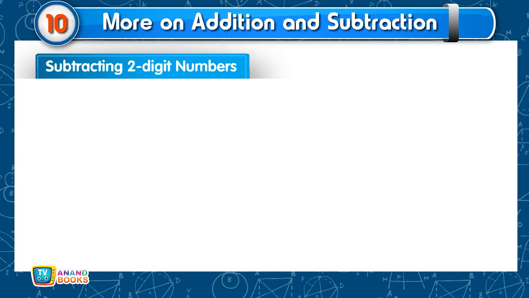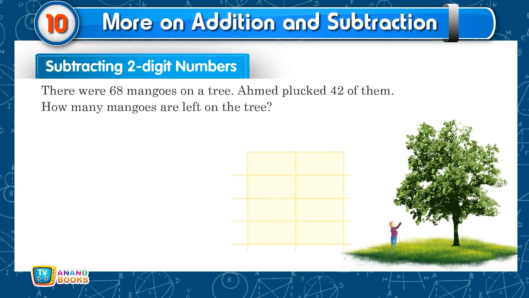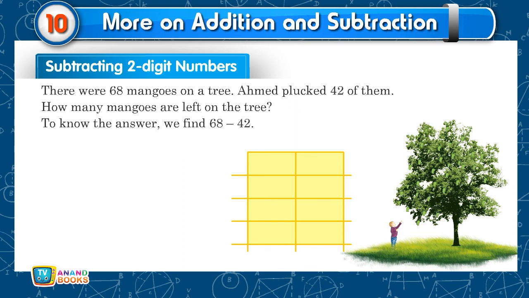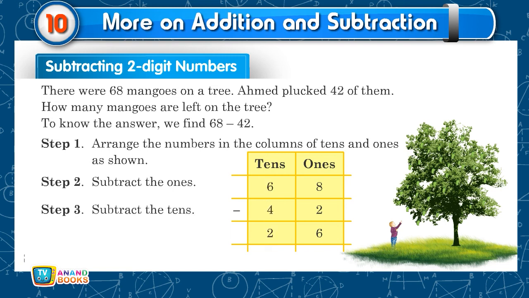Subtracting two-digit numbers. There were 68 mangoes on a tree. Emma plucked 42 of them. How many mangoes are left on the tree? To know the answer, we find 68 minus 42. Step 1. Arrange the numbers in the columns of tens and ones as shown. Step 2. Subtract the ones. 8 minus 2, which is 6. Step 3. Subtract the tens. 6 minus 4 is 2. So, 26 mangoes are left on the tree.